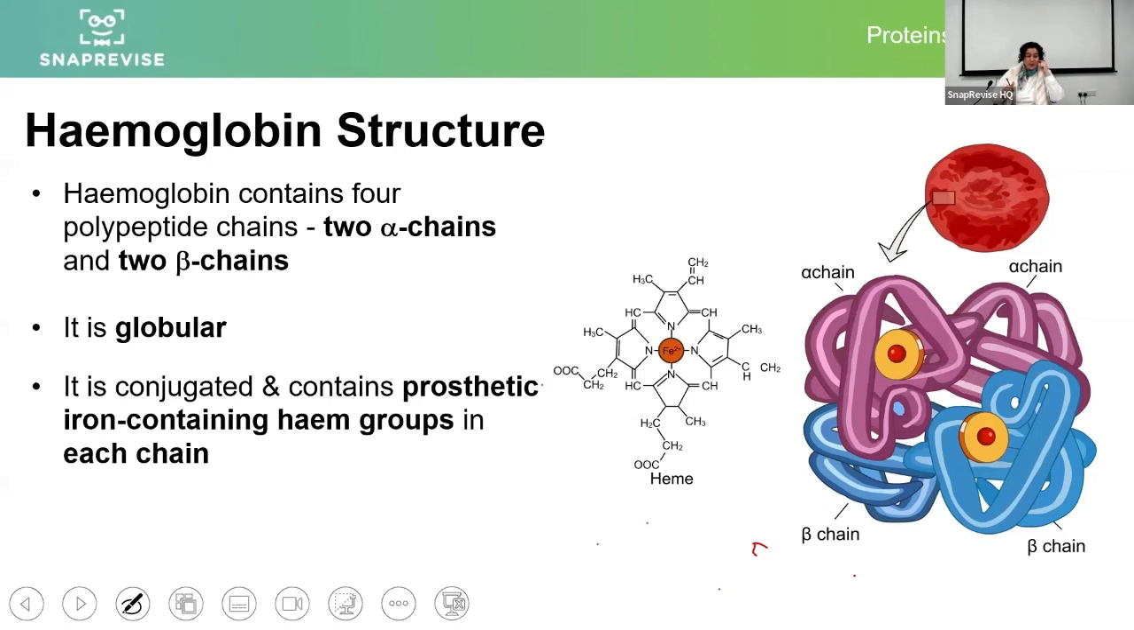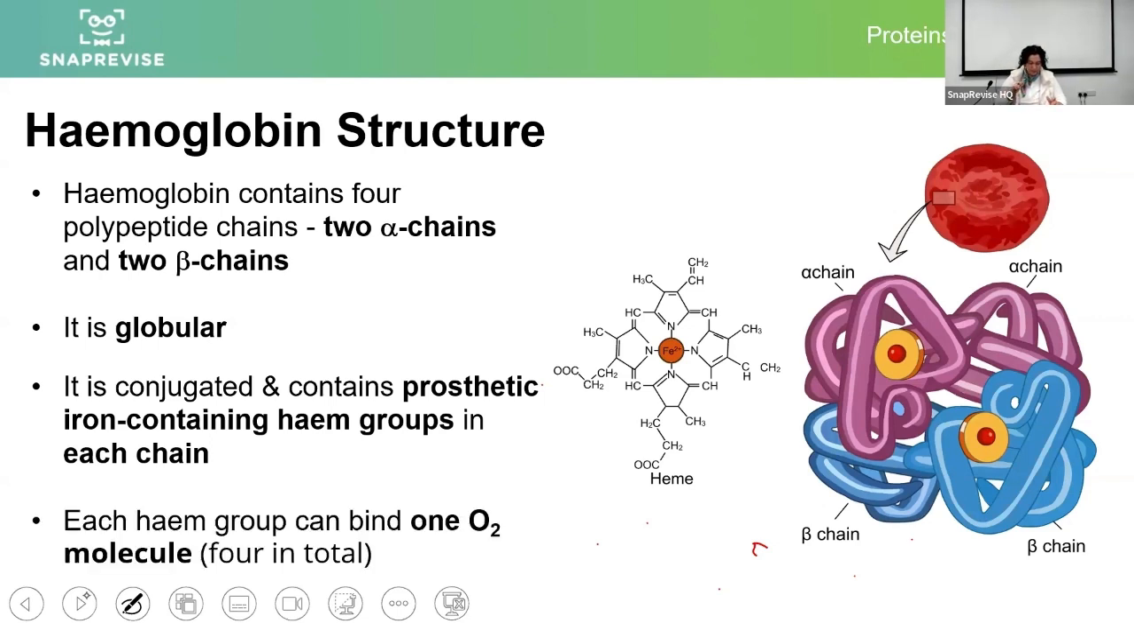It's a globular protein, and it's conjugated to what we call the prosthetic group, which is called heme. So this here is the structure of heme. You do not need to memorize it. You do, though, need to remember that it contains iron, and it's crucial. Iron is crucial for the function of heme. Each heme group can bind to one oxygen molecule.